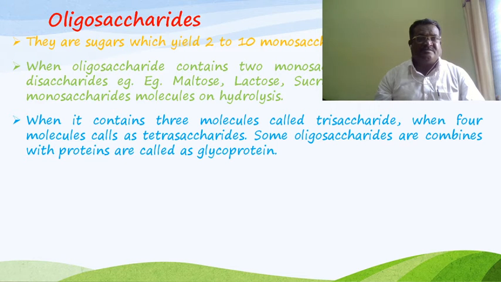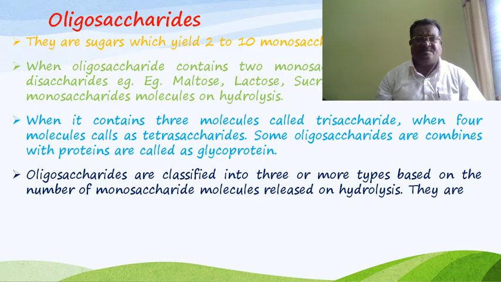When it contains 3 molecules, it is called a trisaccharide. When it contains 4 molecules, that is called a tetrasaccharide. It contains 5 molecules, that is another one. It depends upon how many molecules are attached to the monosaccharides or oligosaccharides. Some oligosaccharides are combined with proteins and are called glycoproteins.